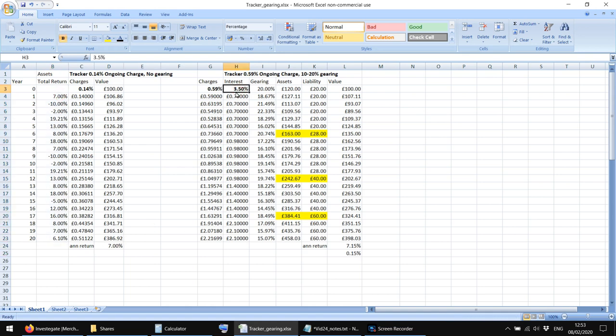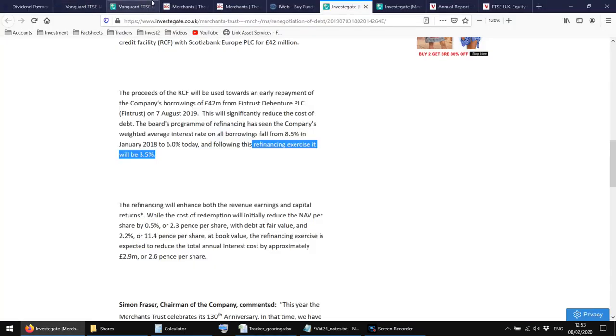We've given the gearing a 3.5% interest rate. It could go lower, could go higher in the future, who knows. But as it stands today, 3.5%. And we're at about 20% gearing, I think, at the moment. So I've stuck with roughly 20%.